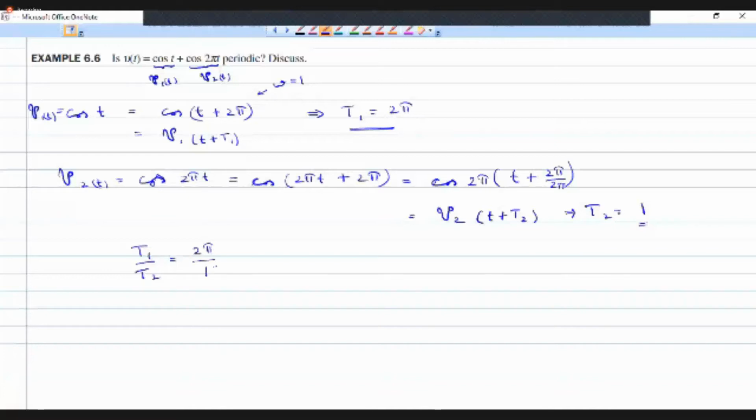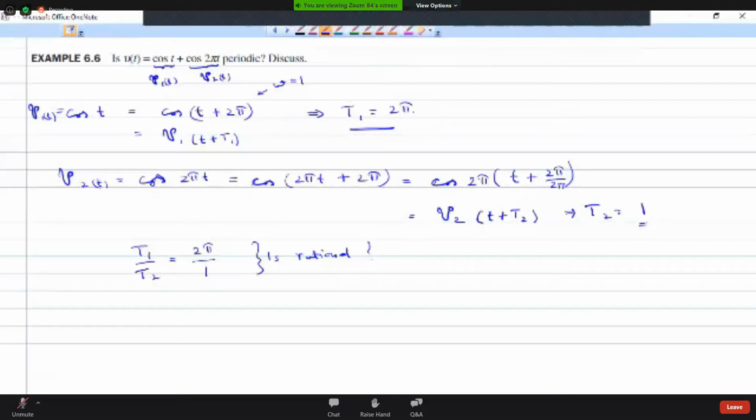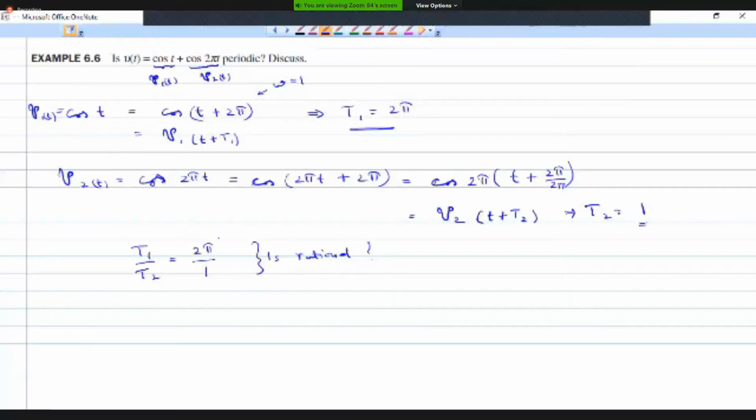Now the question is, is this rational? Irrational, because pi is coming here. 2 pi is not an integer, so it is not rational.